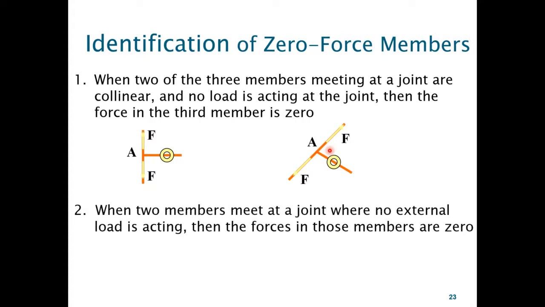When two members meet at a joint where no external load is acting, then the forces in those members are equal to zero. Okay, so here it's two members coming in together. Again, if we do the sum of the horizontal reactions, we have a member here, we have nothing to balance that out, so therefore we can have no force in that member. We have a vertical member here, we have no force to balance it out on the other side, so therefore there's no force in either of those members. Same idea in this one here: we have a joint with only two members and no external load acting on it, so those two are equal to zero.